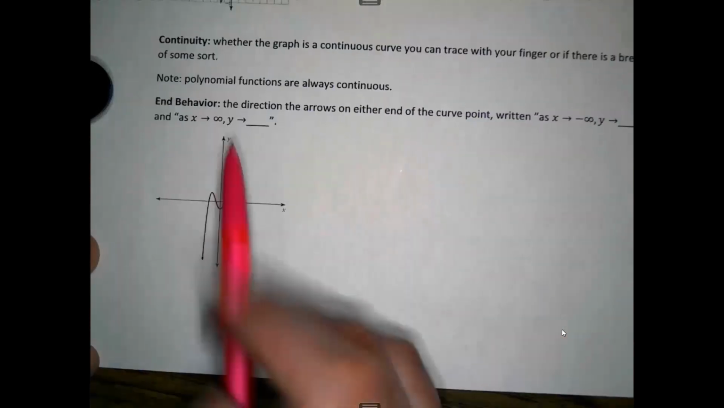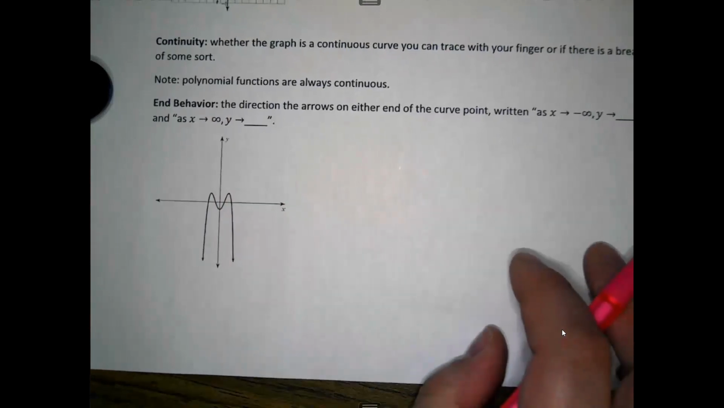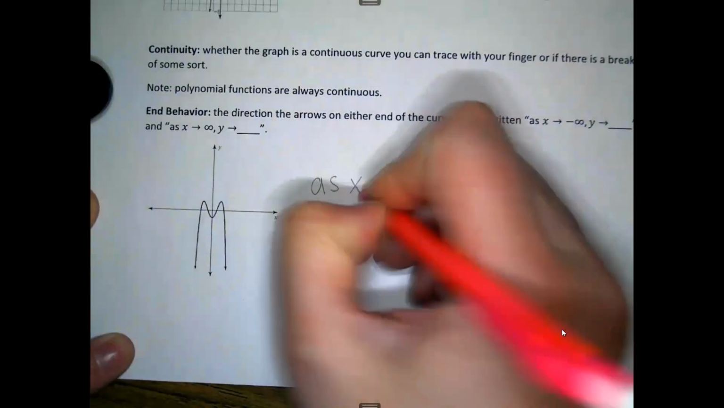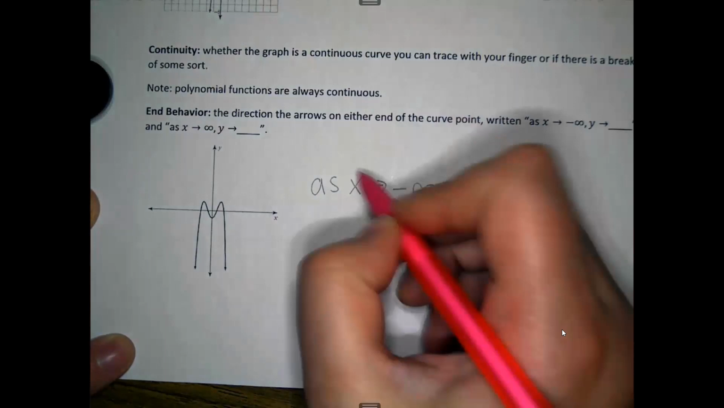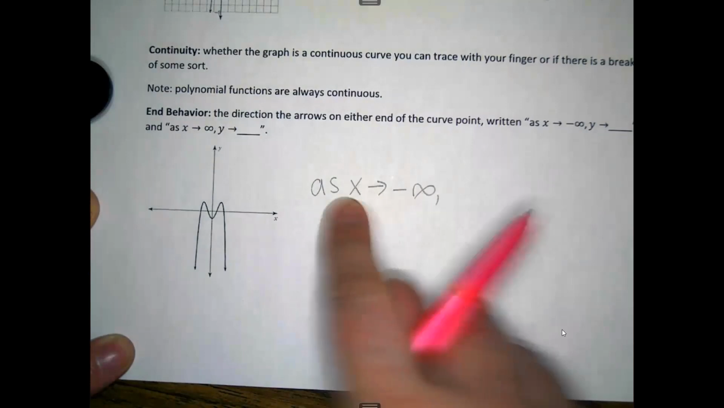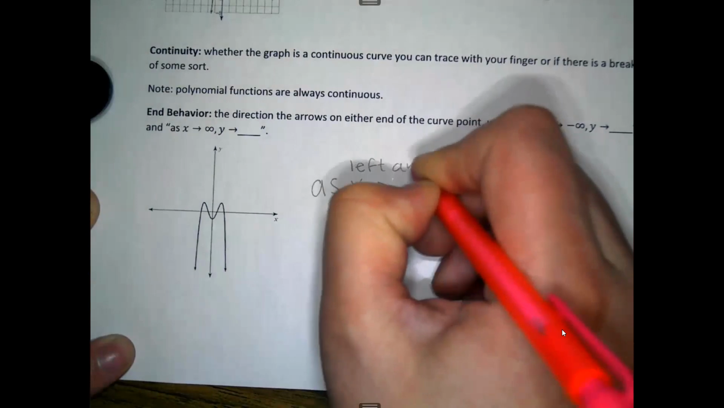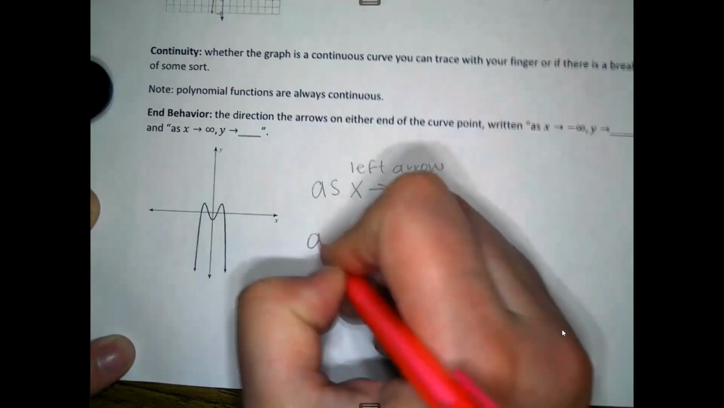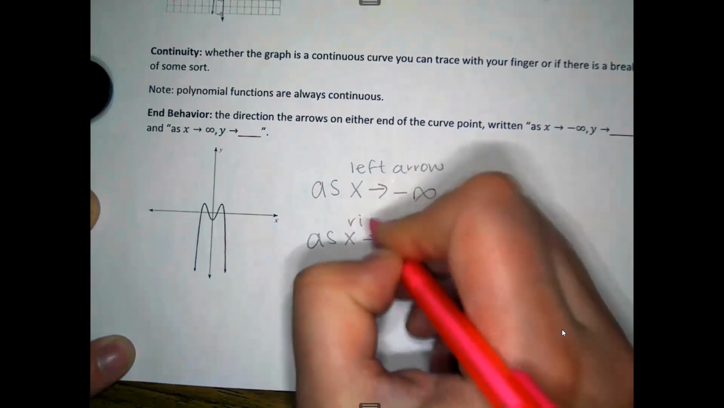And then last, we typically describe what the end behavior is. And if you guys remember, end behavior is just saying what the arrows are doing. So we always start by saying as x goes to negative infinity, this is answering what the left arrow is doing. So x is going to be left or right. Since x is negative infinity, that's the left arrow. As x goes to positive infinity, this is us describing the right arrow.